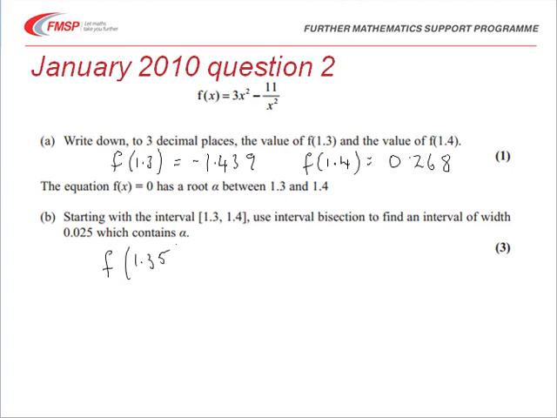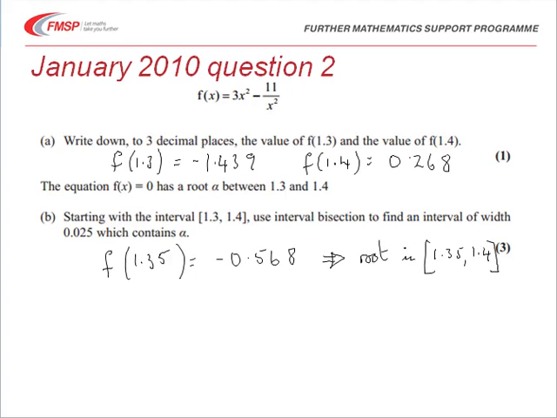1.35, and substituting that value gives us a value of negative 0.568. And because that one is negative and f of 1.4 is positive, that means there is a root in the interval between 1.35 and 1.4.